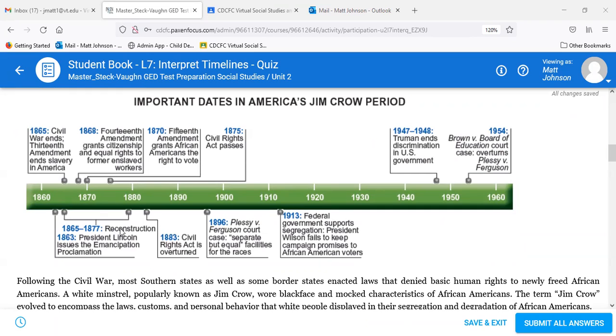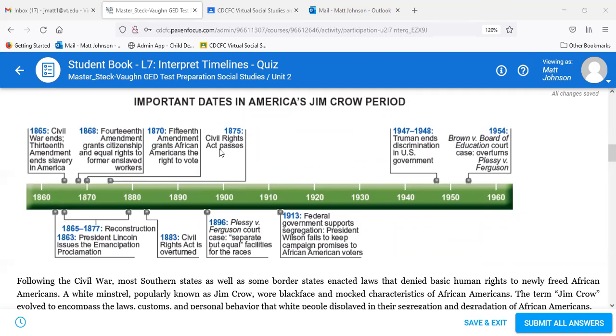1865 to 77 is the era of Reconstruction, where the Union occupied the South and was helping to rebuild it and trying to integrate that back into the United States, right? In between that, 1870, the 15th Amendment, that's what I was talking about, granting the African Americans the right to vote in 1870. Of course, even then, it would have been African American men, not women.